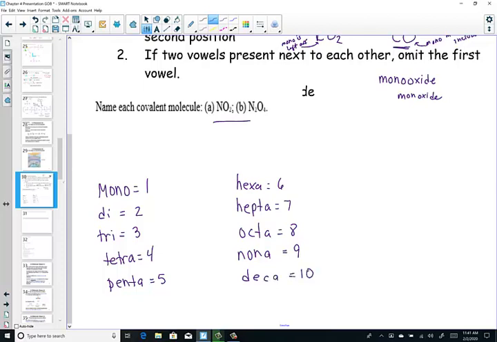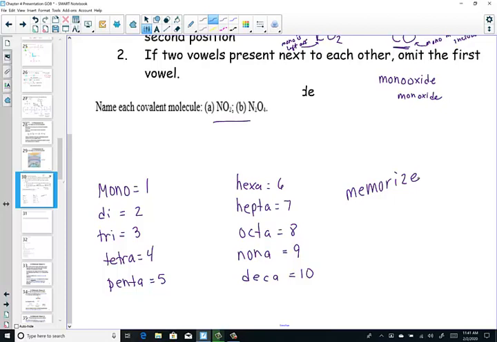When I'm looking at prefixes, mono, di, tri, tetra, penta, hexa, hepta, octa, nona, deca, know those by heart so that you can name binary molecular compounds using prefixes to represent how many of each atom you see. And it gave us an example there.